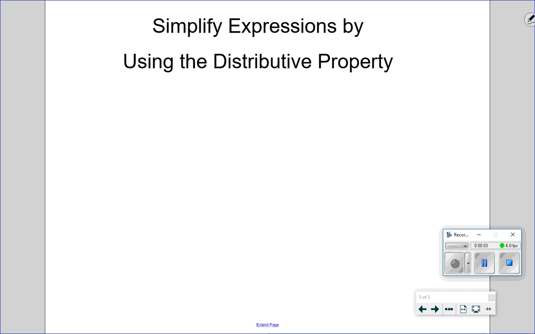Hi guys, today's lesson is on how to simplify expressions using the distributive property. So we're going to start off by talking about what it means to distribute, or to use the distributive property.